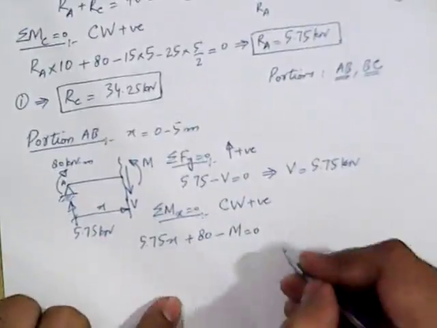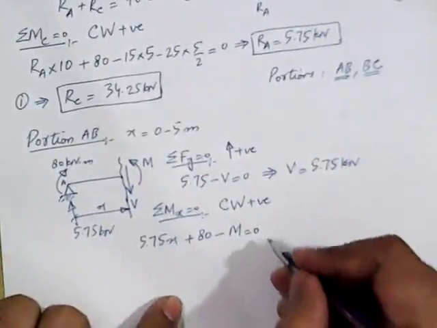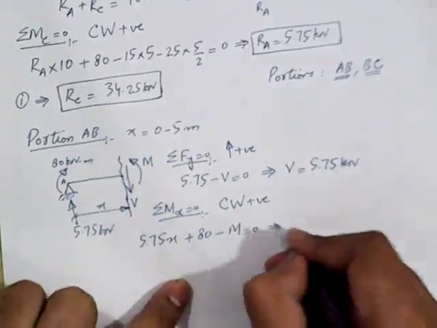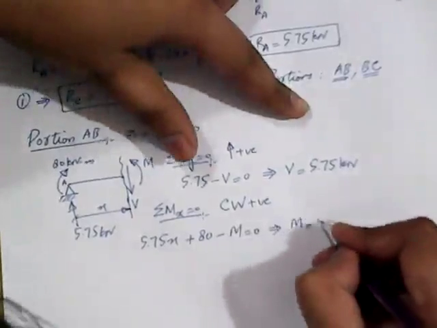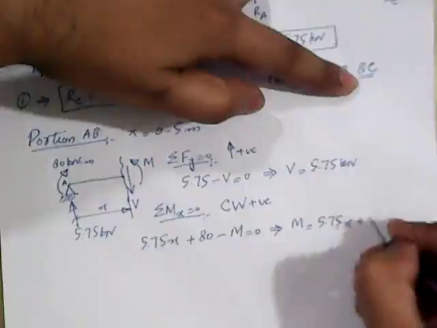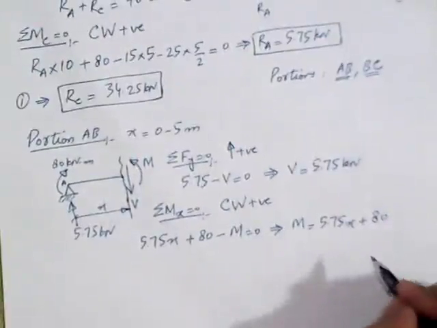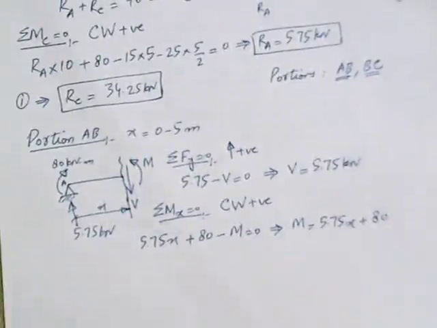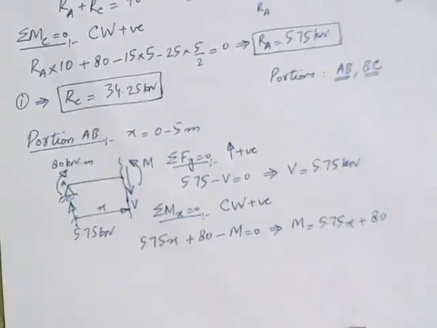So this is the equation of bending moment for this portion. Now if I rearrange this equation, we get M is equal to 5.75x plus 80. And in this equation we have variable x, which means that the value of bending moment is not constant throughout the portion AB. So we will have to calculate the value of M for point A and point B.